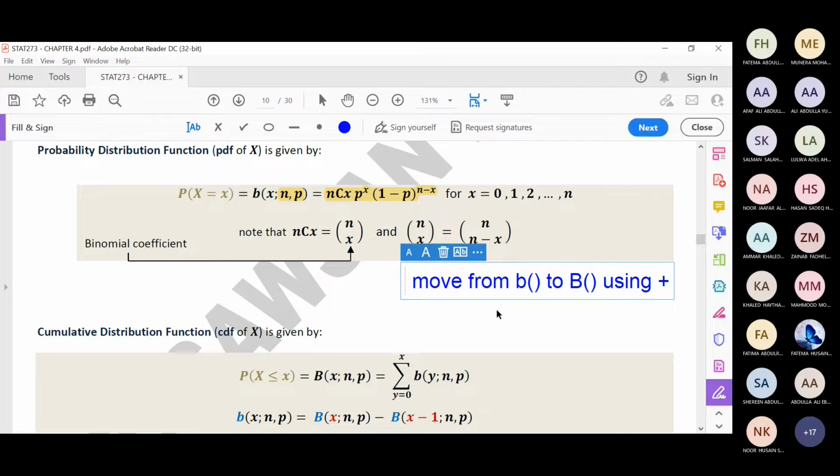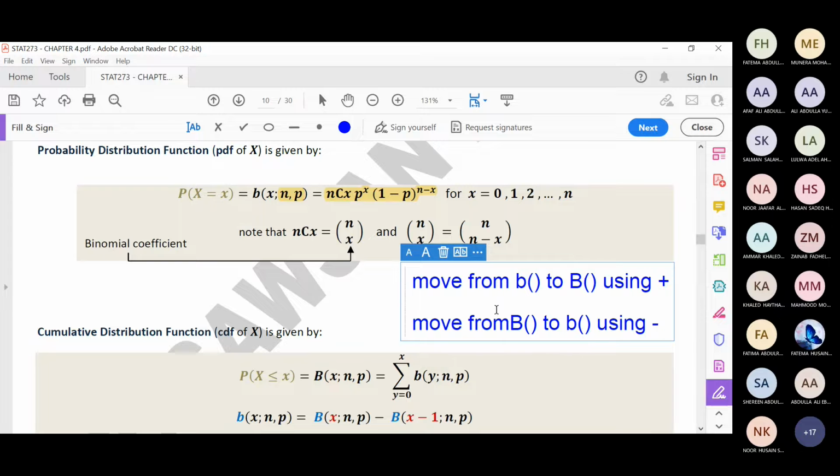And if I want to change that to cumulative, what shall I do? Because of the word cumulative, it means that I will add the probabilities from the beginning till the number I want. Now, what if I switch it? What if I ask, can you move from capital B, which is the cumulative, to the probability b for a specific number?